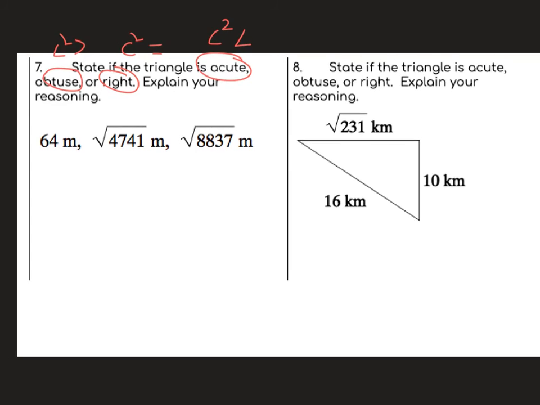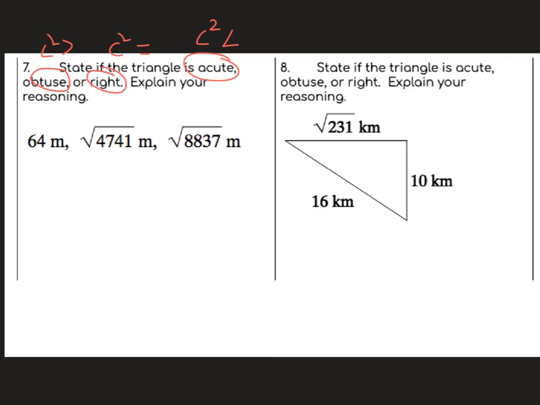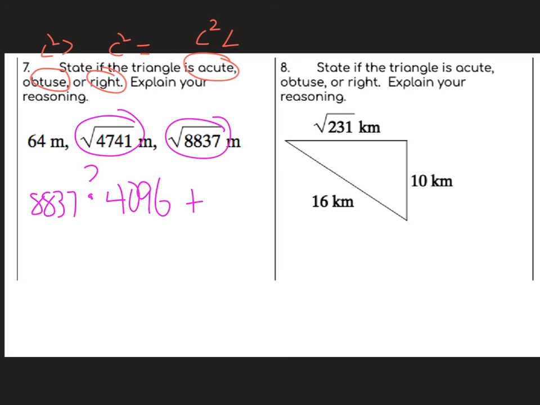So, okay, that did say 64. So 64 squared, so 64 times 64, that's 4,096. I just wanted to verify, so that's the biggest one, because if I square that, I'll get 8,837. And then I'm going to put a question mark in between, because I don't know. And then plus, when you square a square root, you just get 4,741. So add 4,741, and I get the same answer. So those are equal, so this is a right triangle.